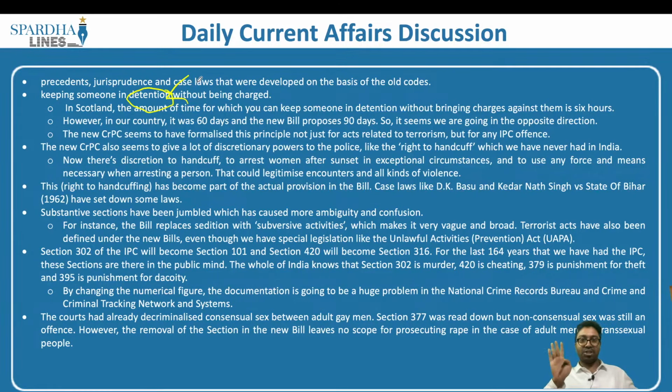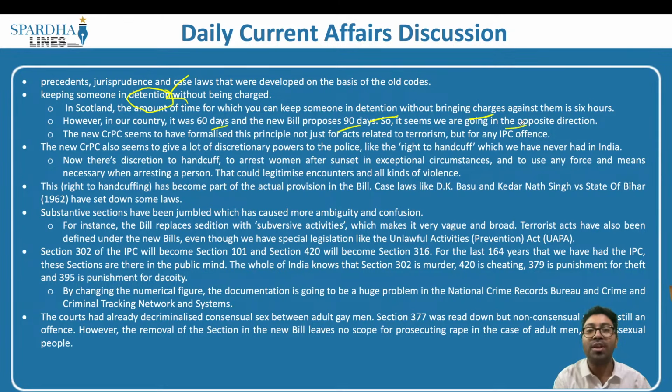In preventive detention, a person might not have committed a crime, but there is an apprehension, there is a fear that a person might commit an offense in the near future. So in order to prevent this person from committing an offense in the near future, he is restricted from moving out and he is also arrested and retained in the police stations for a couple of days. What is the issue here? In Scotland, the amount of time for which you can keep a person in detention without bringing charges against them is only 6 hours. However, in our country, it was 60 days. The new bill proposes it to be 90 days.